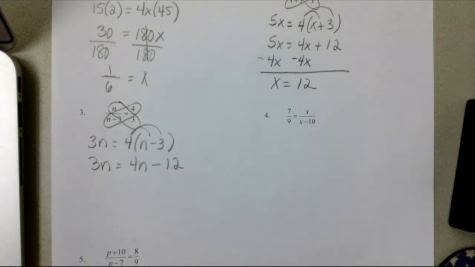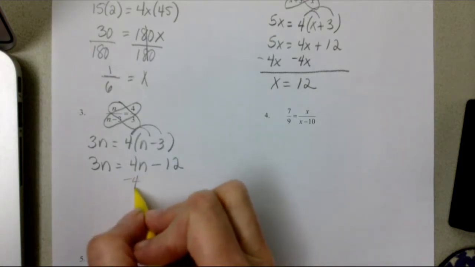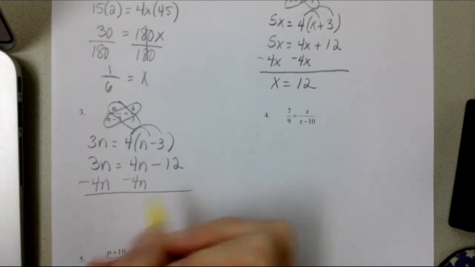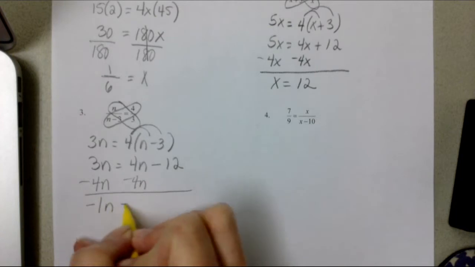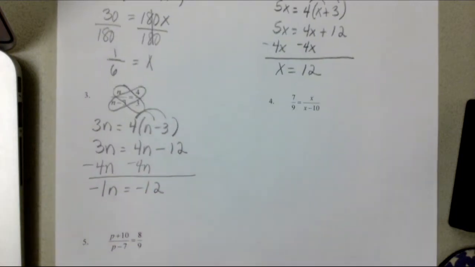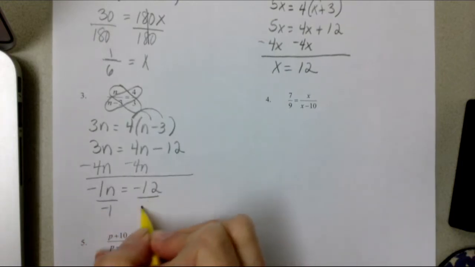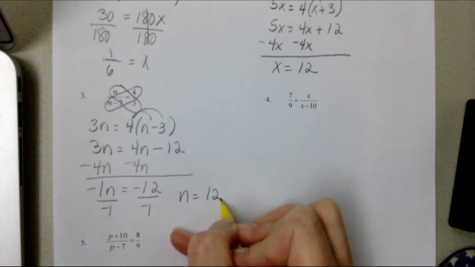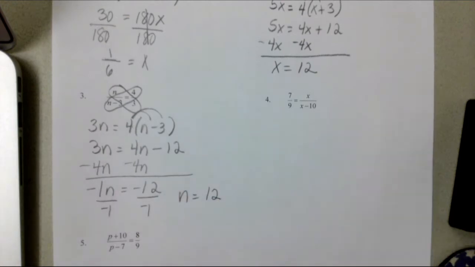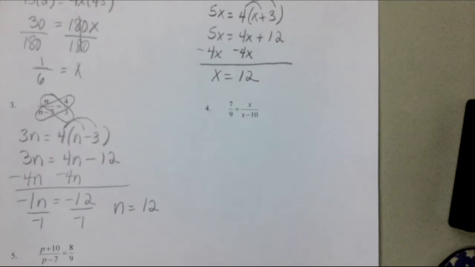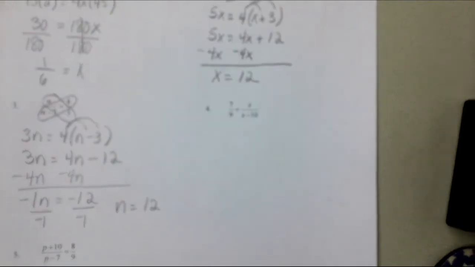If we look over here on problem number 4, we're going to cross multiply. So it's going to be here and here. So we're going to get 7 times x minus 10 equals 9x. And we're going to distribute: 7x minus 70 equals 9x.